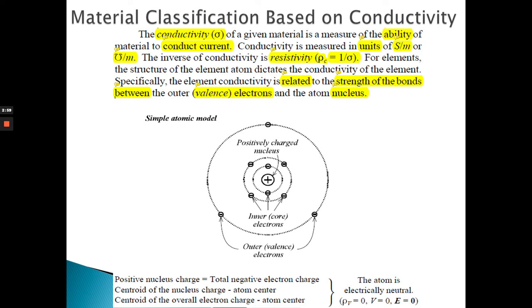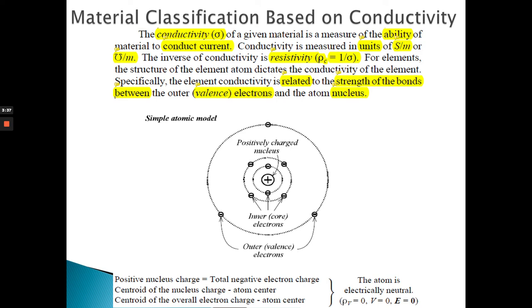And one more thing: the conductivity unit is basically Siemens per meter, or inverse ohm per meter. Exactly the opposite of conductivity is what we call resistivity, meaning how much the material can resist the current, how much a material will not allow the current to pass. So they are totally different.